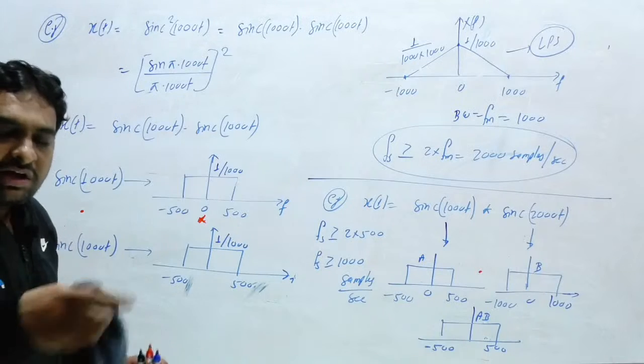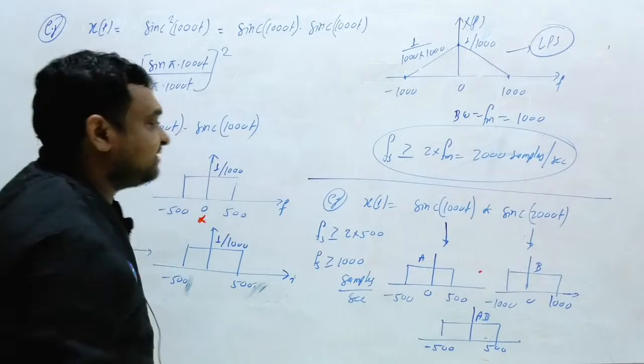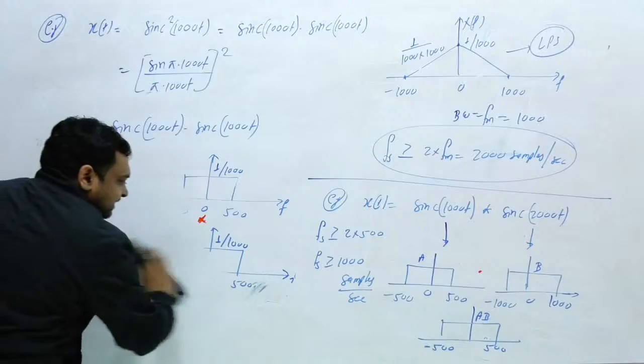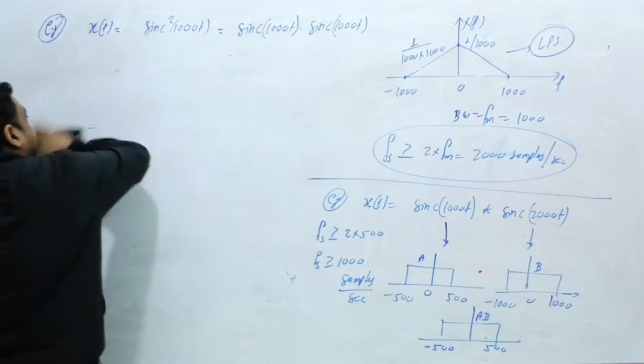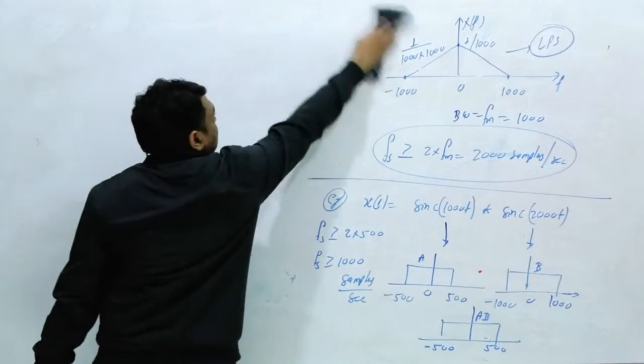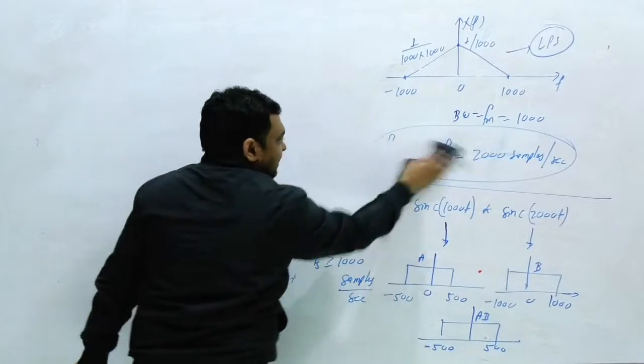Easily can we solve? Now I am coming to band pass sampling. If a band pass signal is given, then how can we solve?